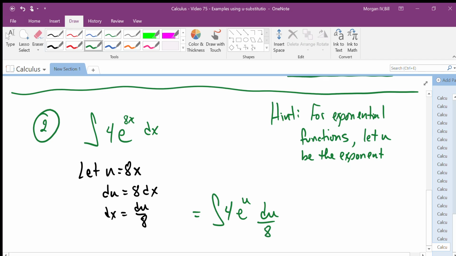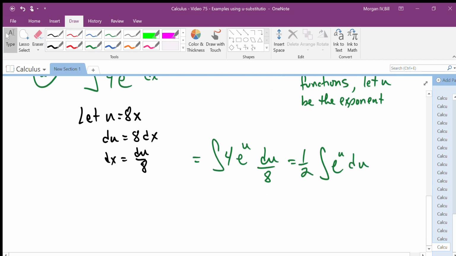Okay, I've got 4 divided by 8. That's 1/2. We'll bring the 1/2 out in front. Integral e to the u du. That's terrific. I know the integral of e to the u. It's e to the u. That's 1/2 e to the u plus c. And now I can go back and do 1/2 e to the 8x plus c.